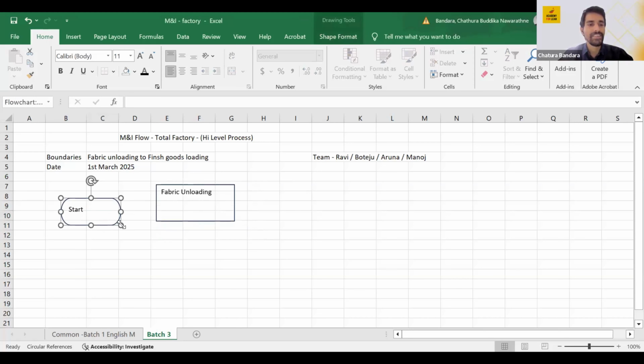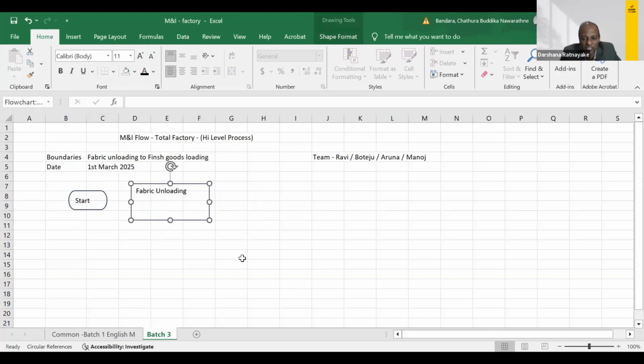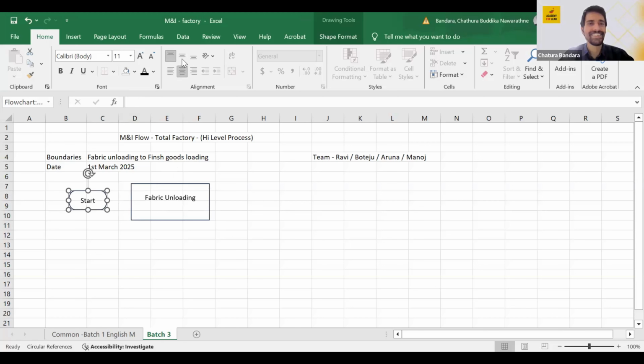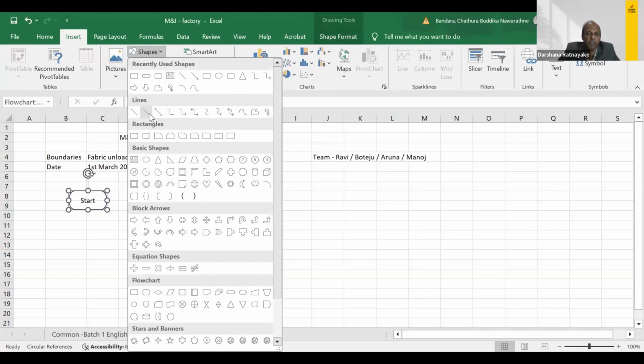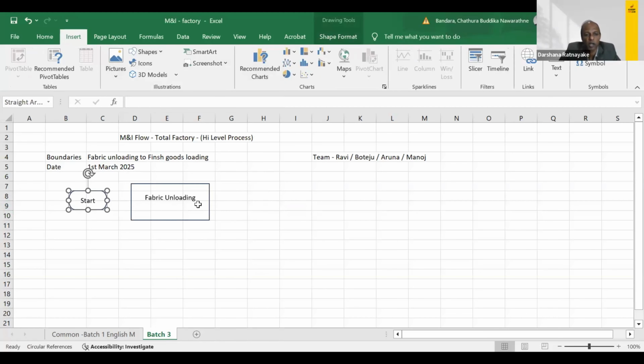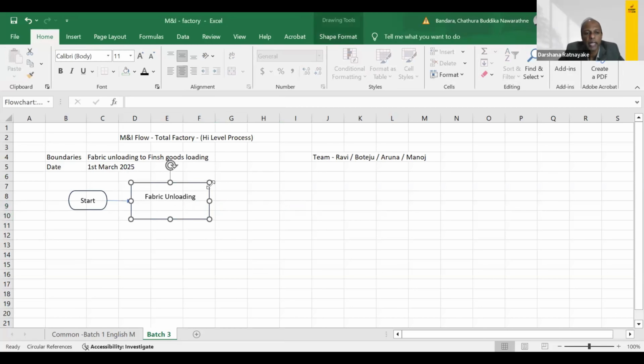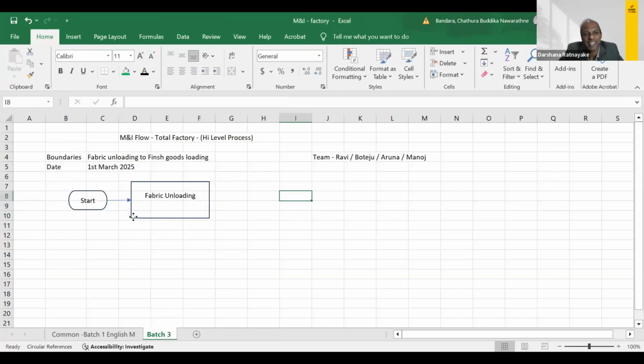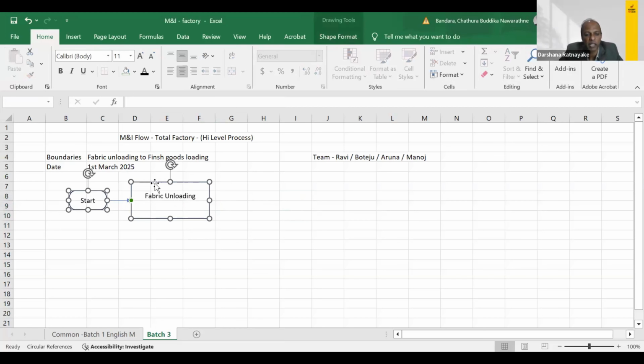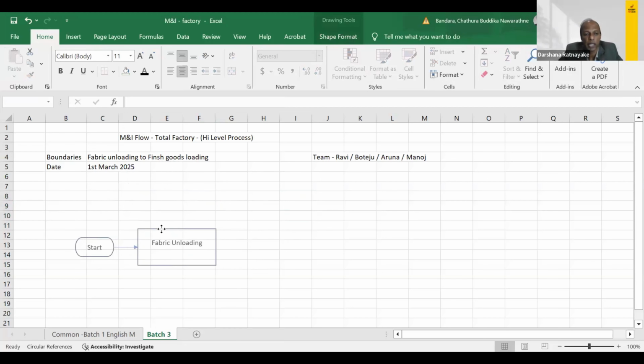Okay, now let's go. You have to tell me. I'm not going to talk now. We'll discuss with the team and draw. Okay, first one. Okay, Manoj, Aruna, Anuradha, Ravi. We need to understand how the fabric is moving. Remember, MNI flow means material and information flow. The major part is material, how these materials are moving. Based on the material moving, we draw this process map.